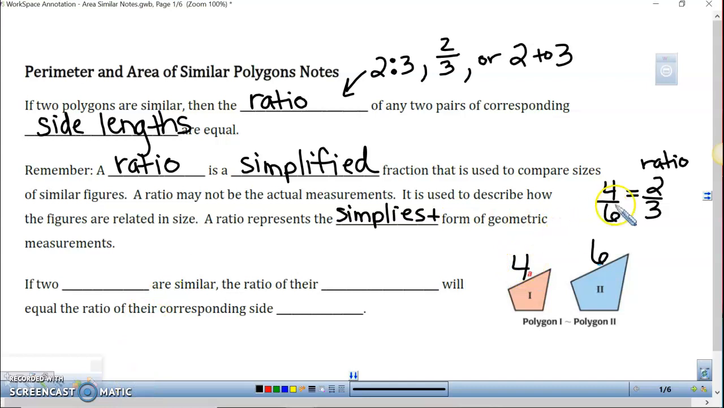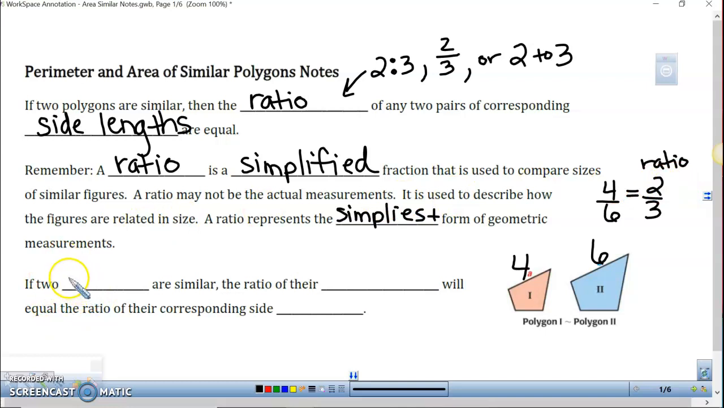So again, you set up a fraction of the corresponding measurements given, you reduce it, and that is your ratio. So do not be afraid. Just reduce to get a ratio. Reduce, ratio, R to R.